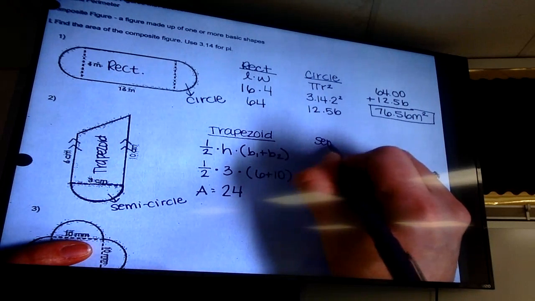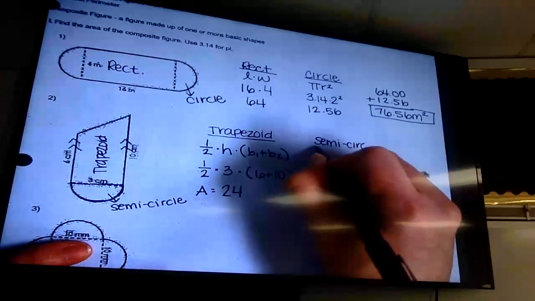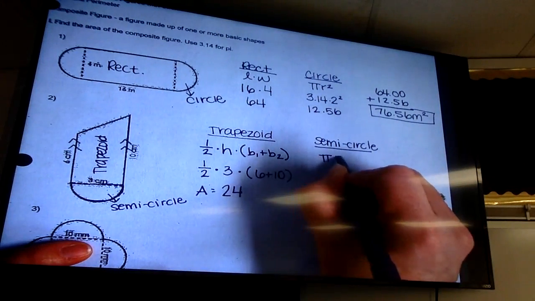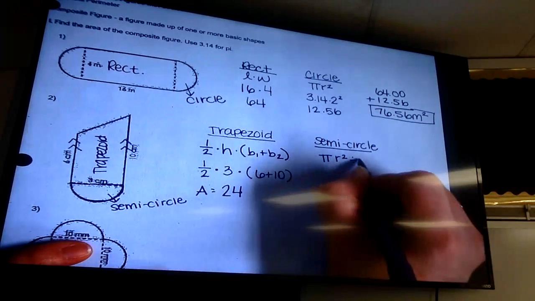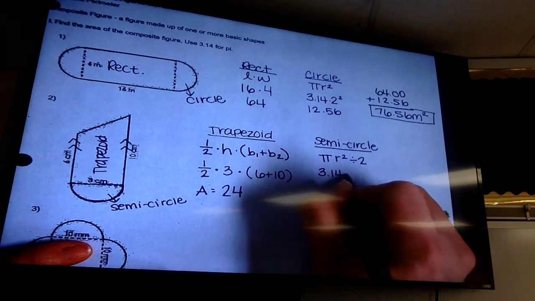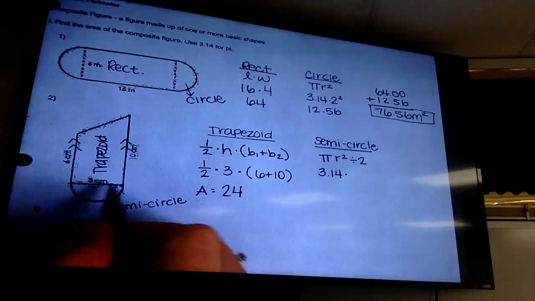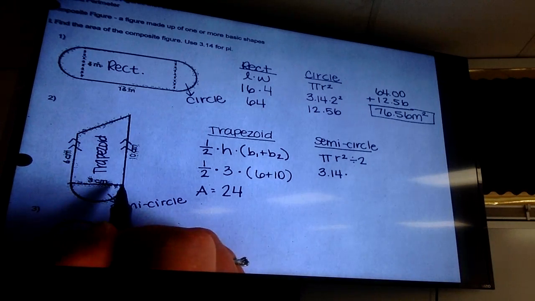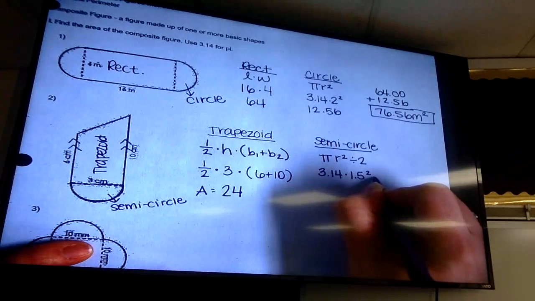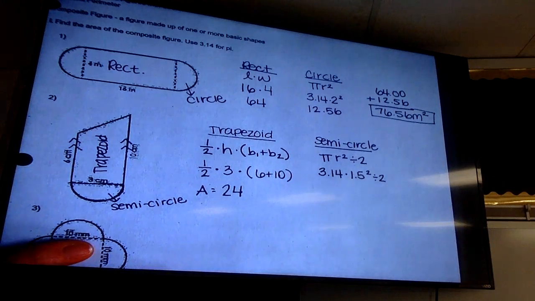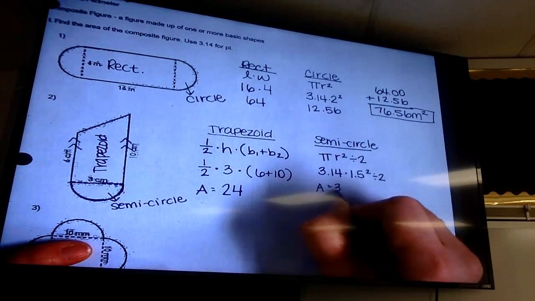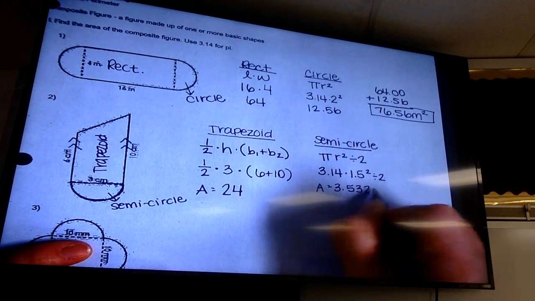Now I'm going to do my semicircle. Okay, so the area formula for a semicircle is pi r squared, but because it's a semicircle, I'm going to say divided by 2. So I have 3.14 times my radius. I know my diameter all the way across is 3. So my radius is half of that, so 1.5 squared divided by 2. And all of this you can put in your calculator just fine. When you do, you would get that the area is 3.5325.